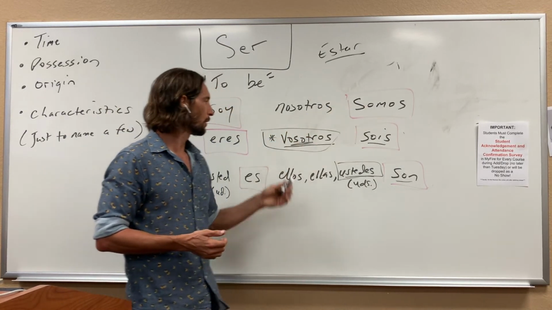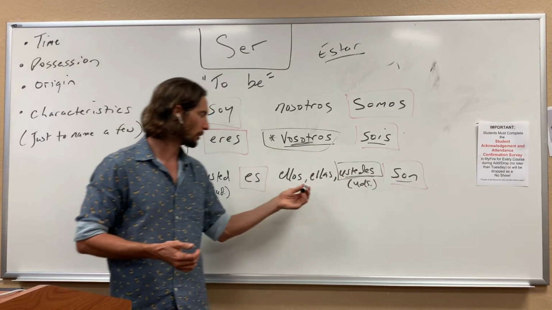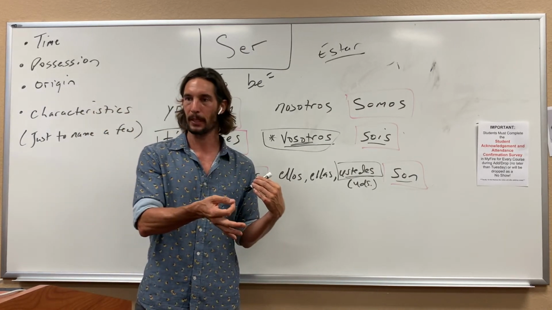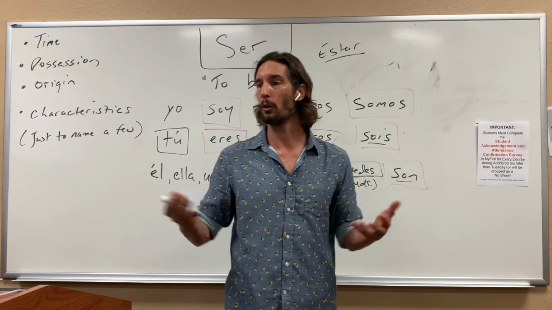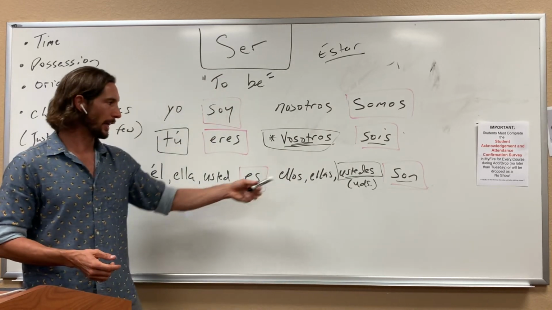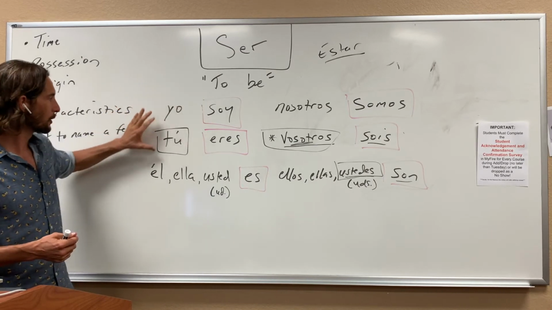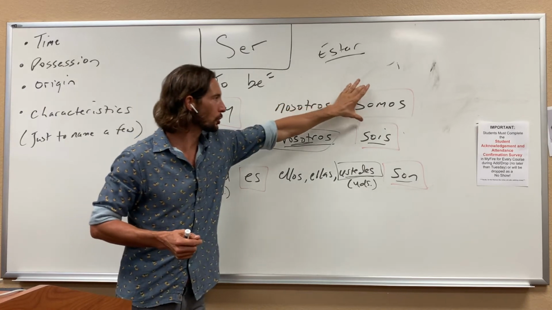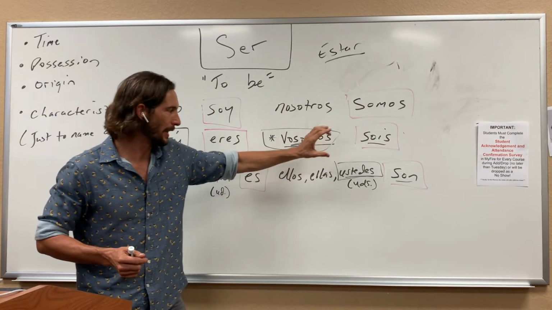Nosotros somos, vosotros sois, ellos, ellas, ustedes son. So these are plural versions of él and ella. So it's them or they, right? And then ustedes, as I've said, is you all or y'all, or however you pronounce that for yourself in English. And so that's that equivalent there. So let me do that one more time. Yo soy, tú eres, él, ella, usted es, nosotros somos, vosotros sois, ellos, ellas, ustedes son.